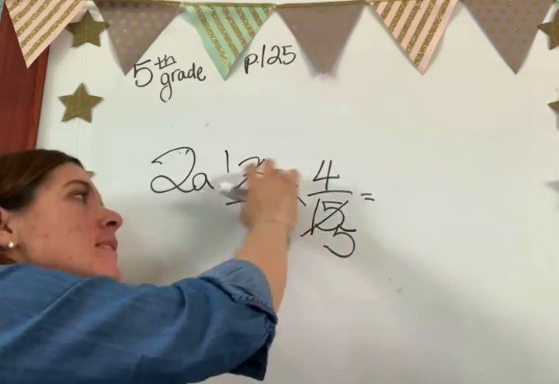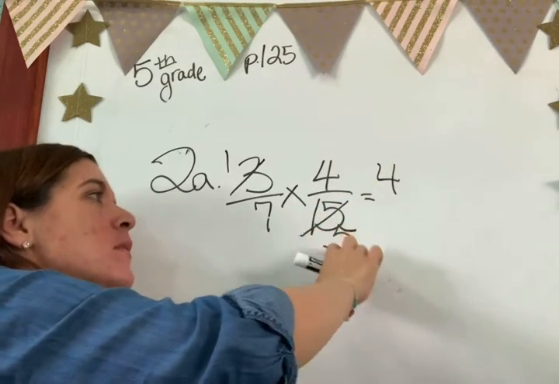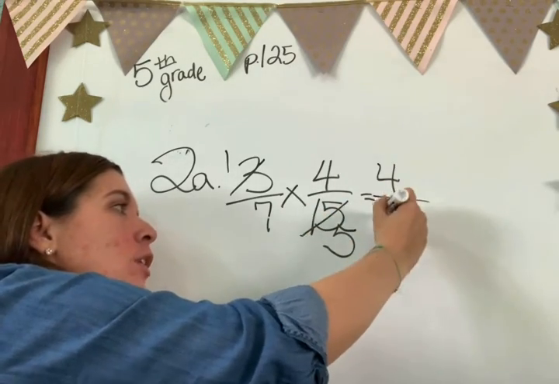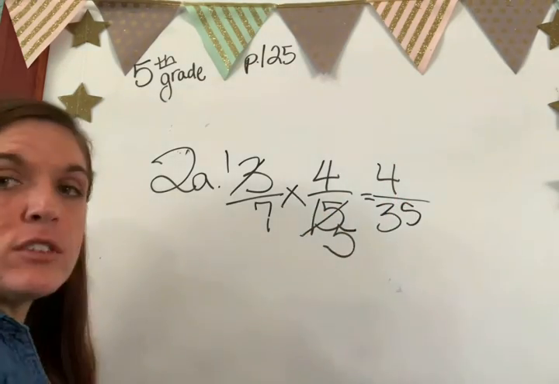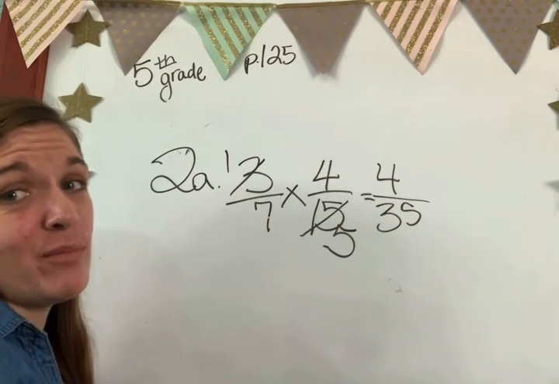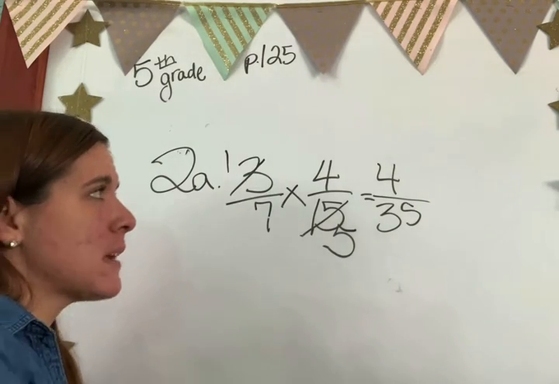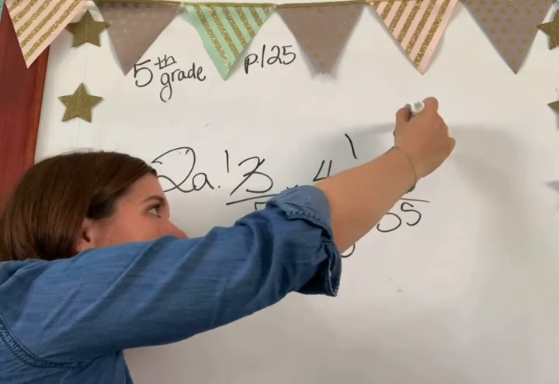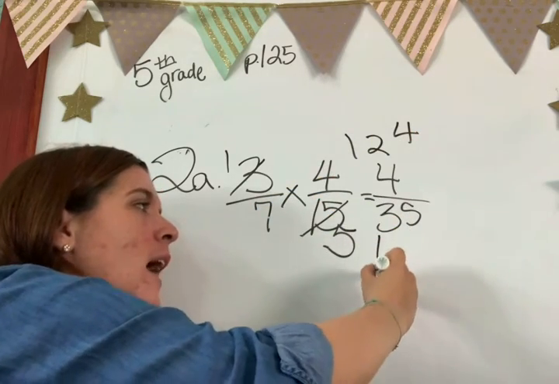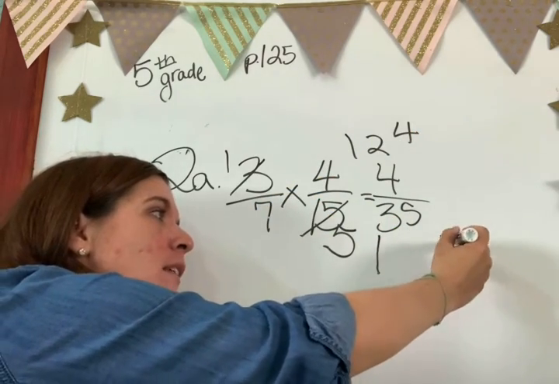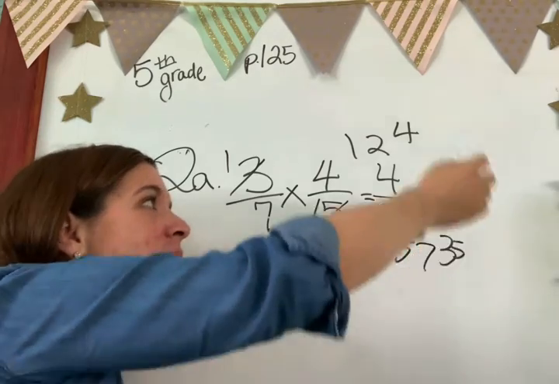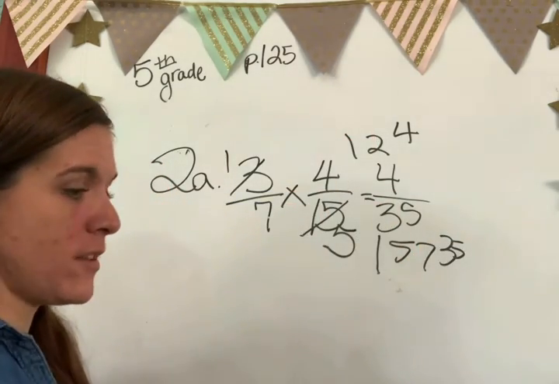Now we multiply. 1 times 4 is 4. 7 times 5 is what, Ethan? 35. Can you reduce any more? No, you cannot. Because your factors of 4 are 1 and 4 and 2, and your factors of 35 are 1 and 35, 5 and 7. And none of the numbers match up except 1. So that is your answer.